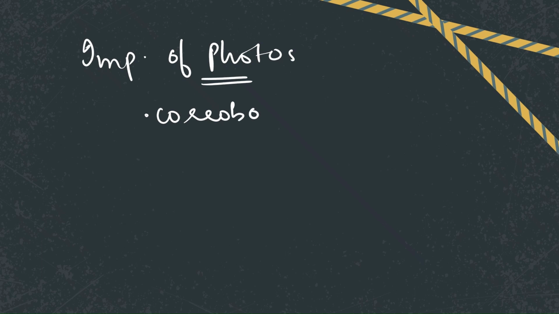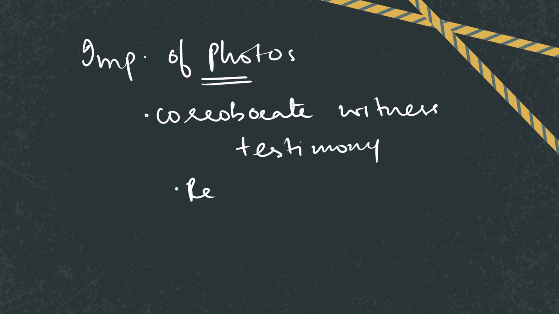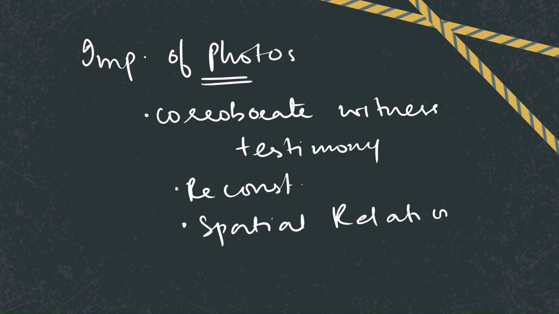Now let's talk about the importance of photographs in court. Crime scene photographs corroborate witness testimony, and they support forensic reports. They also help in the reconstruction of the sequence of events and clarify the spatial relationships between the evidences. They allow the court to see the crime scene exactly as it was, even years after the scene itself no longer exists.